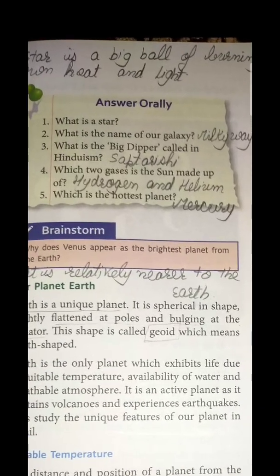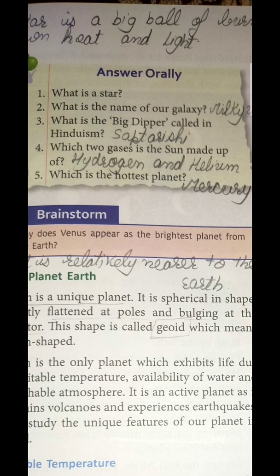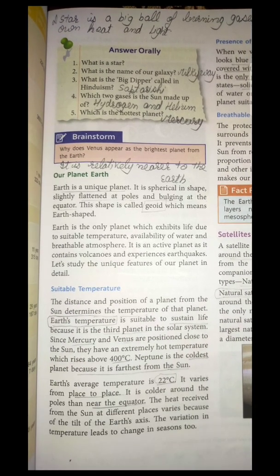Okay, so here are a few questions given, so let us revise these questions. What is a star? A star is a big ball of burning gases which produces its own heat and light. What is the name of our galaxy where we are living? That is the Milky Way galaxy. What is the Big Dipper called in Hinduism? That is Saptarishi. Which two gases is the sun made up of? Helium and hydrogen. Which is the hottest planet? The hottest planet is Mercury.